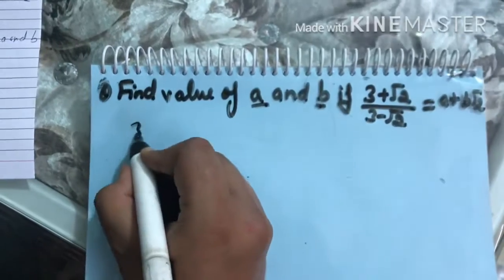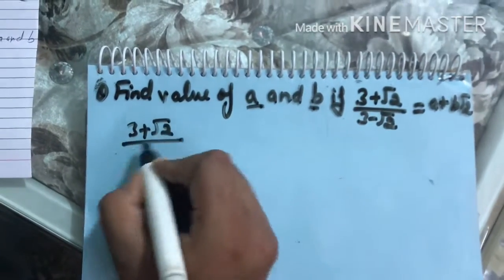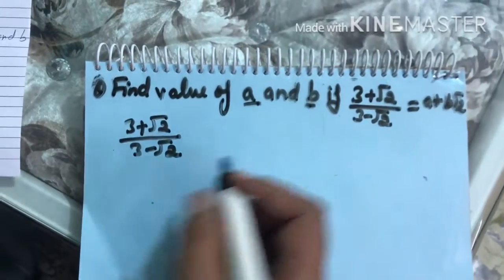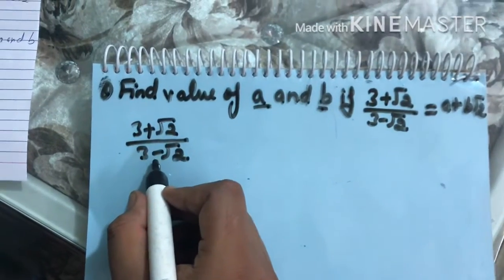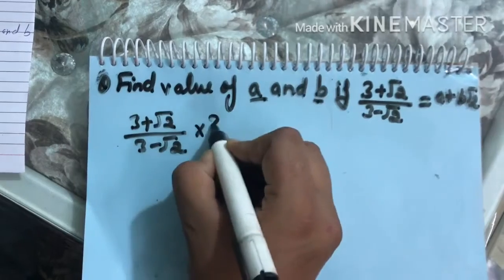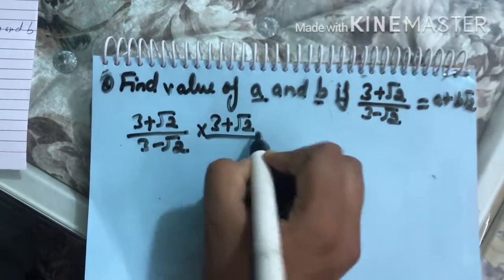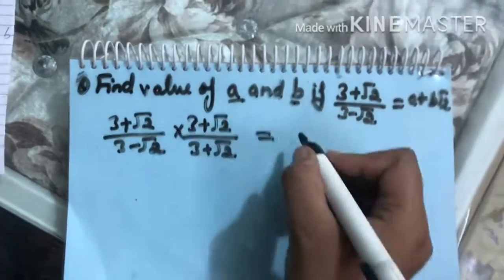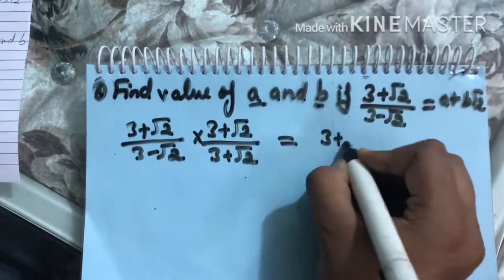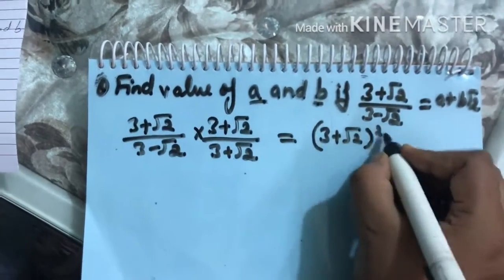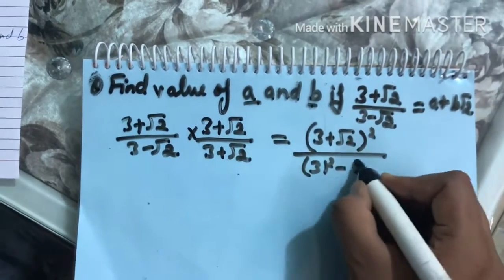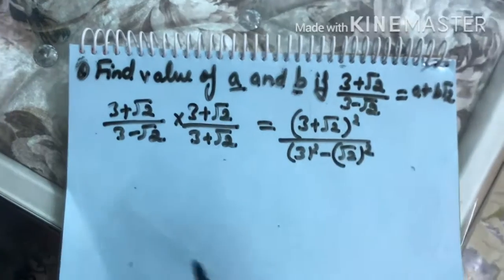Simply nothing we have to do, we have to do the rationalization. So 3 plus root 2 over 3 minus root 2. First we have to find the rationalizing factor. The rationalizing factor is here, it becomes positive. So it will become 3 plus root 2 over 3 plus root 2. The upper portion is the same, so it will become 3 plus root 2 whole square, and the lower portion becomes a square minus b square, 3 minus root 2 whole square.